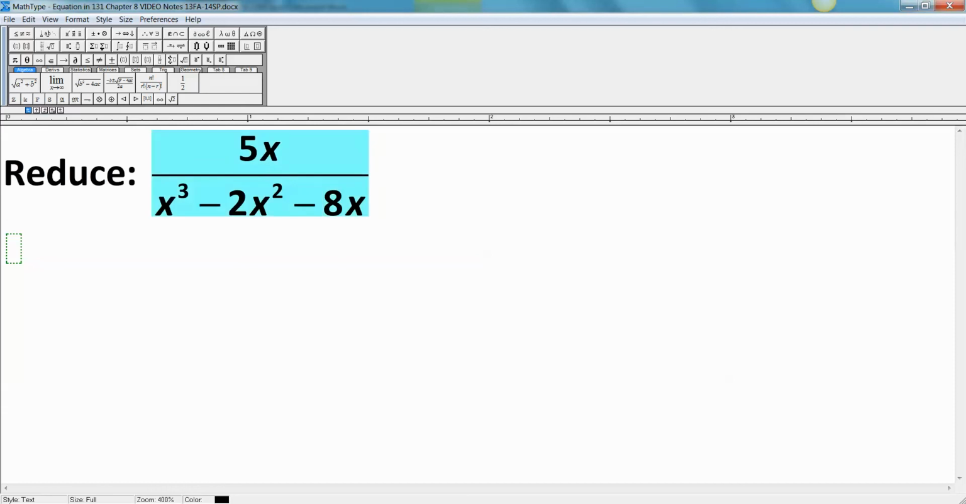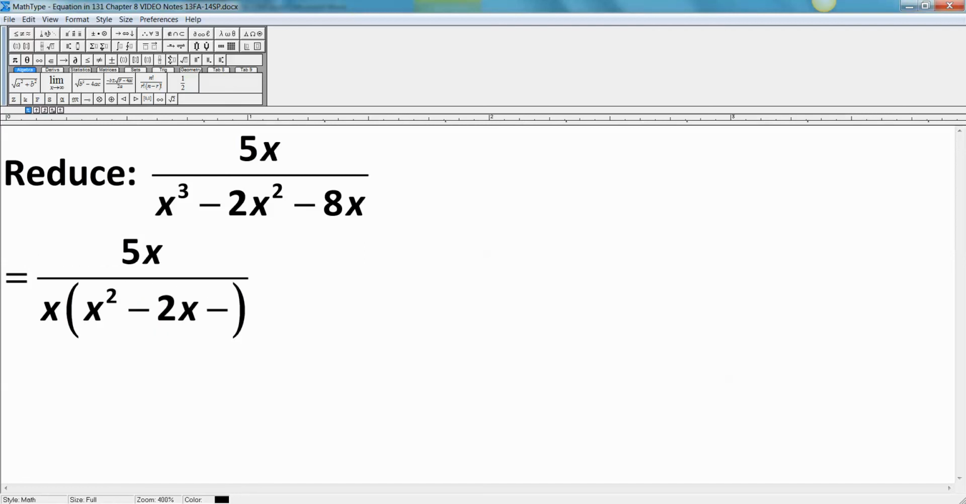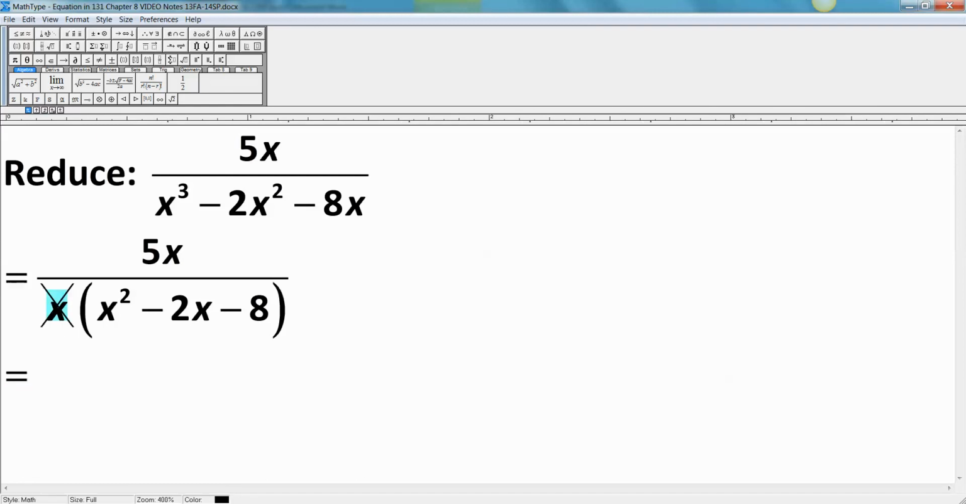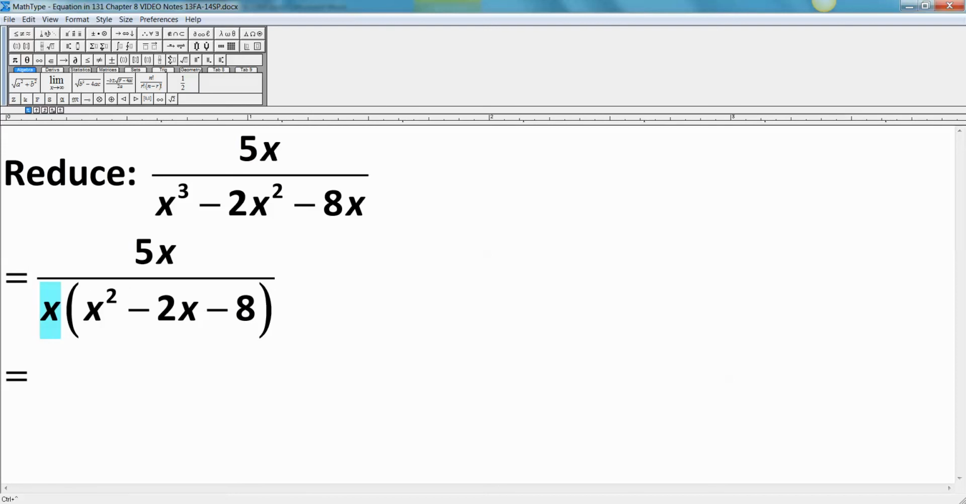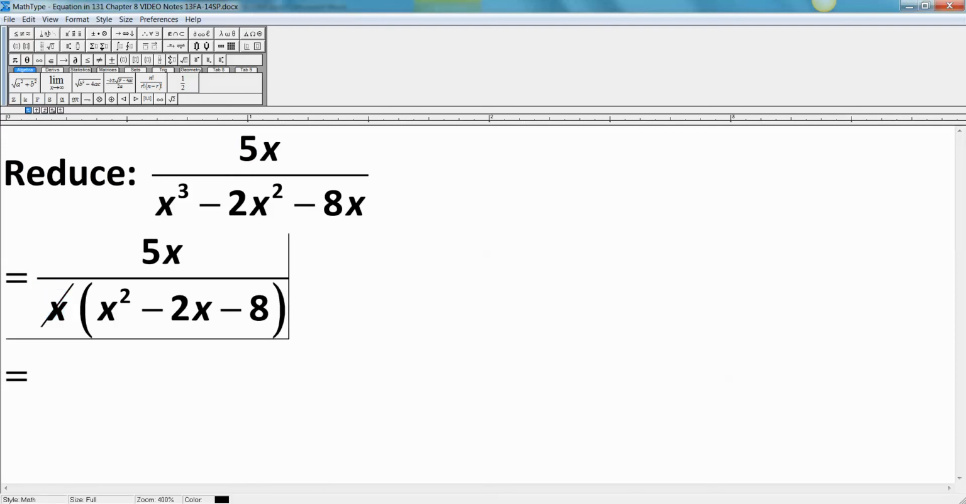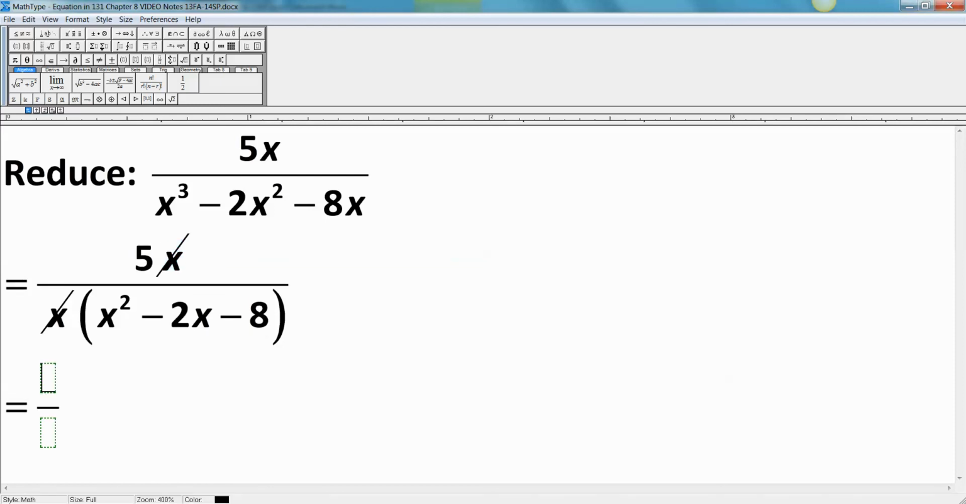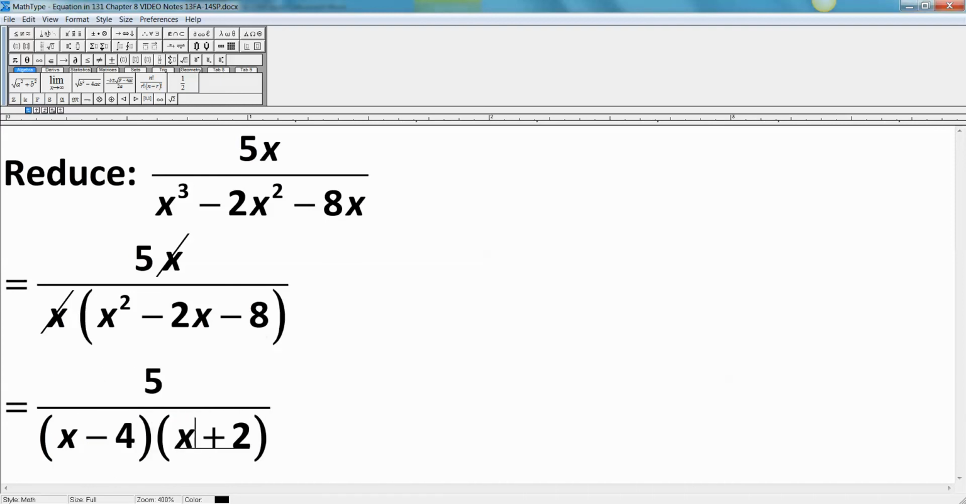All right. So this is equal to 5x over, now there's a GCF in that denominator. I can take x out. That'll leave me x squared minus 2x minus 8. Well, I can already see from here that the 5x and the x are going to cancel. Not the 5x, but the x part. This x and this x reduce, because x divided by x makes 1. So that's 5 over, and then I just need to factor what's left. x minus 4, x plus 2, that'll work.